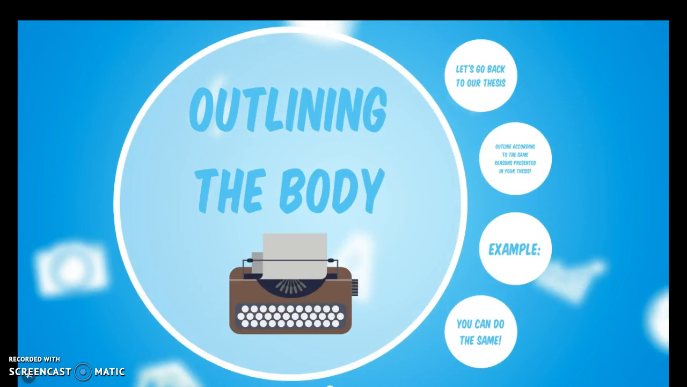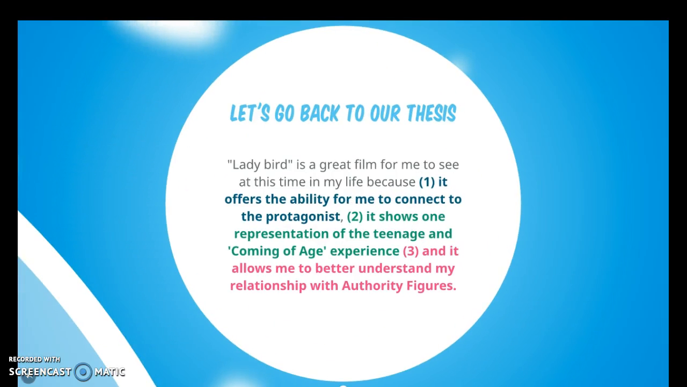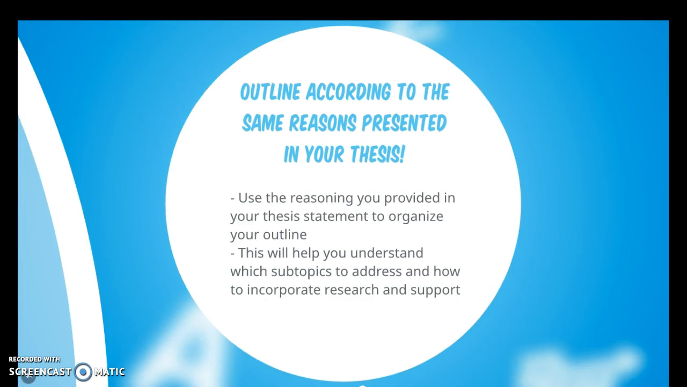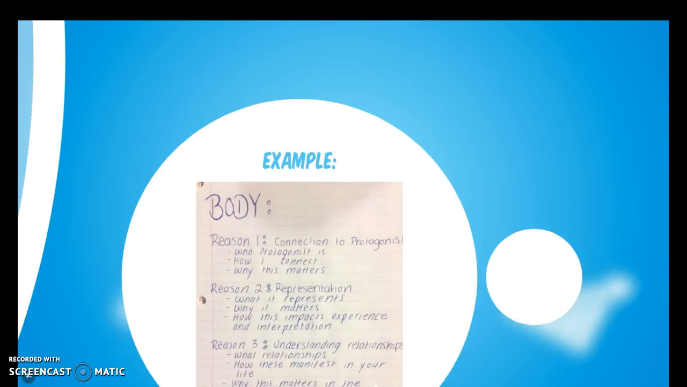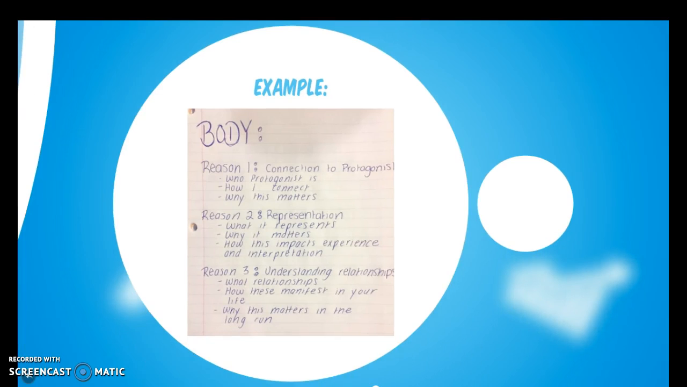Next, we're going to be talking about the body paragraphs. Let's go back to the thesis. We provided 3 reasons in the thesis as to why Lady Bird is a great film for us to see. Those translate into your 3 body paragraphs. You outline according to the same reasons you presented in your thesis. Here's an example. We use the 3 reasons provided in the thesis to organize our paper.